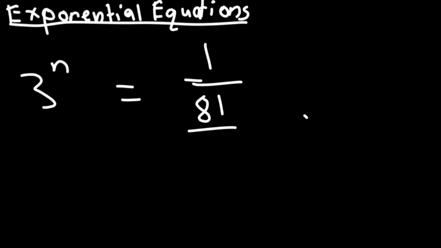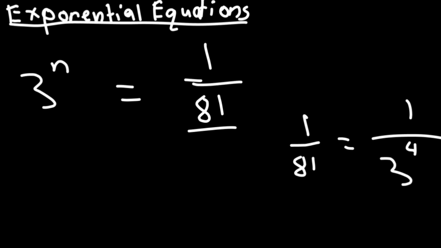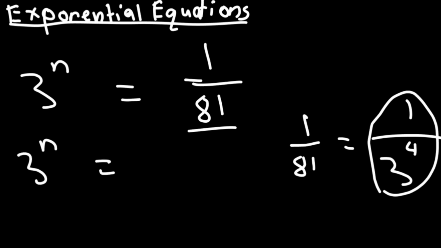So if I have 1 over 81, this just gives me 1 over 3 to the power of 4. Because 3 times 3 times 3 times 3 is 81. So now I've written 1 over 81 as a power of 3. So 3 to the power of n turns into 1 over 3 to the power of 4. Now the common mistake people would think automatically, oh, n is just 4 right away. Obviously this is wrong because it is a fraction.